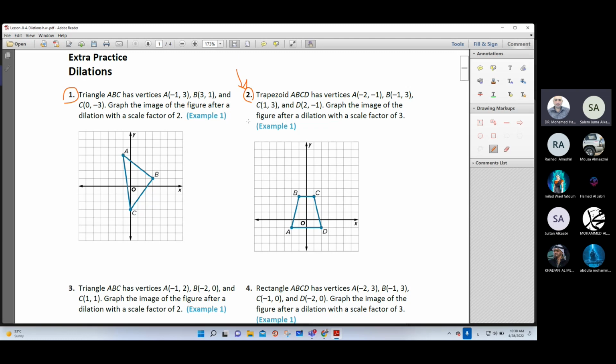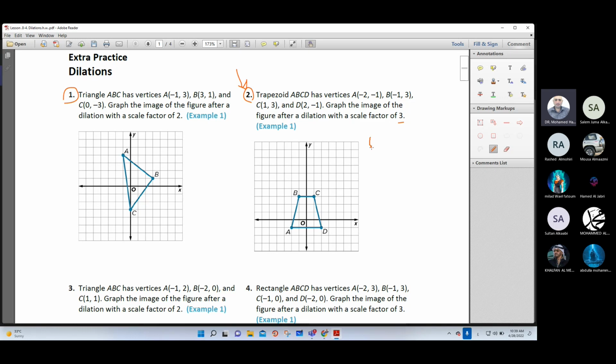Trapezoid ABCD has vertices A (-2, -1), B (-1, 3), C (1, 3), and D (2, -1). Graph the image of the figure after a dilation with a scale factor of 3. Thank you, Salim. Great. So as you see, we have the scale factor here.